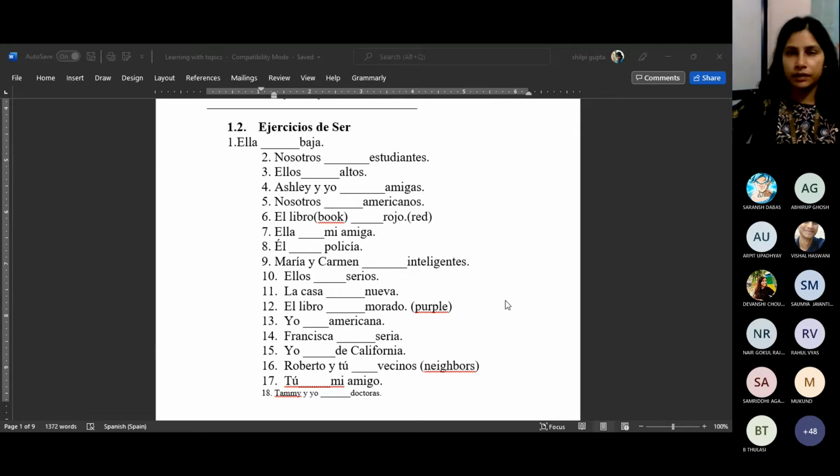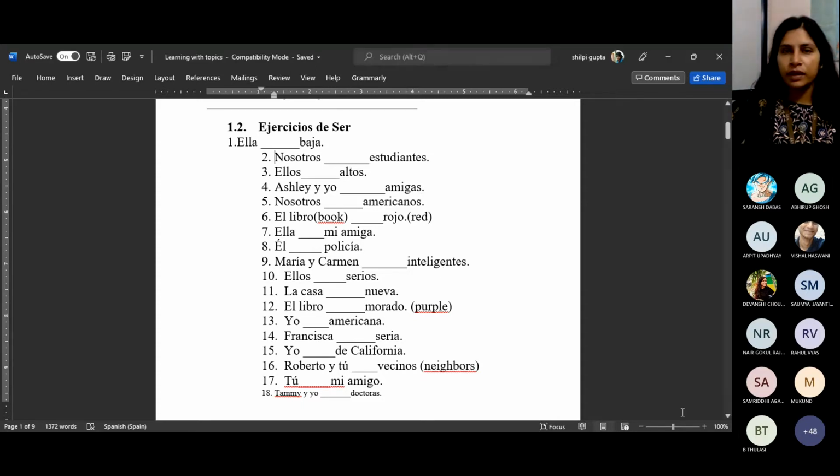Number three. Ellos son altos. Altos. There is no "to sound" here. So okay, ellos son altos. Vale, muy bien. So you understood the difference, right? You understood the meaning. Ella es baja. Nosotros somos estudiantes. Ellos son altos. When you're not understanding, I'll tell you.